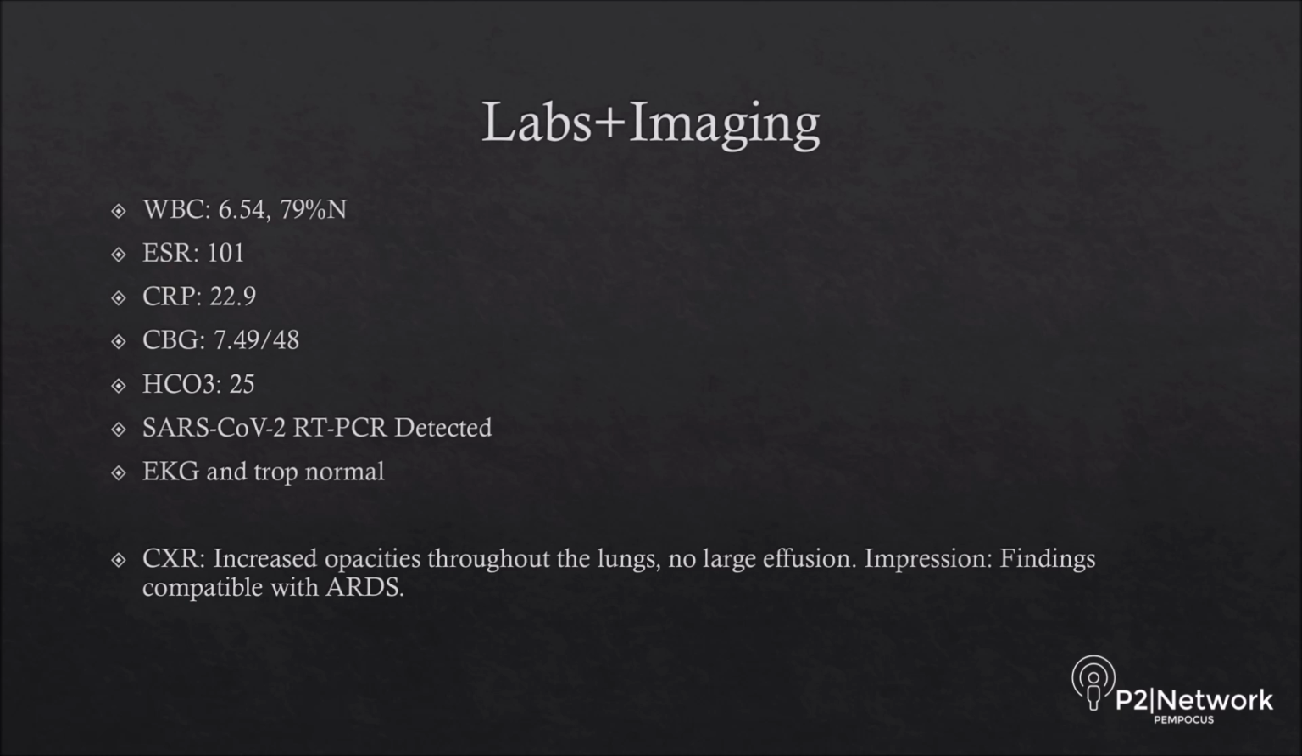So his labs and imaging were notable for a white count of 6.54 with 79% neutrophils. He had significant inflammation with an ESR of 101, a CRP of 22.9. His gas was notable for a pH of 7.49 and a PCO2 of 48 with a bicarb of 25. COVID was detected on PCR. He had an EKG and a troponin that were both normal. We did still obtain a chest x-ray, and it noted increased opacities throughout the lungs with no large effusion, and the impression was findings compatible with ARDS.